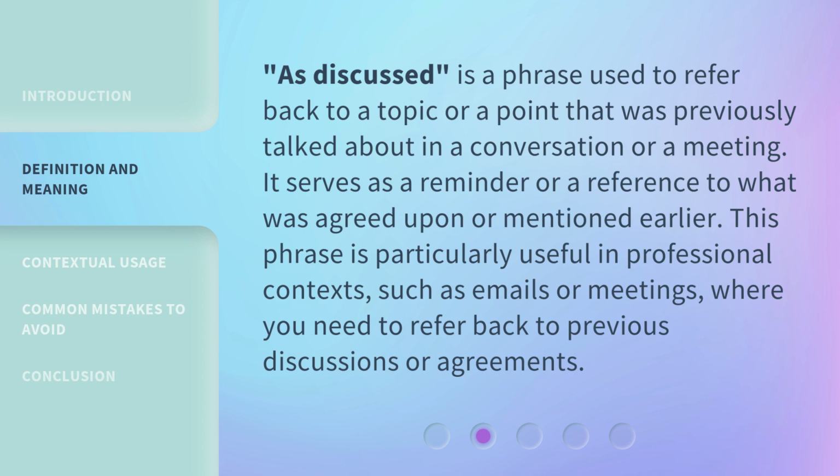"As discussed" is a phrase used to refer back to a topic or a point that was previously talked about in a conversation or a meeting. It serves as a reminder or a reference to what was agreed upon or mentioned earlier. This phrase is particularly useful in professional contexts, such as emails or meetings, where you need to refer back to previous discussions or agreements.